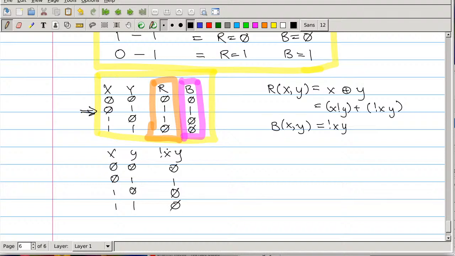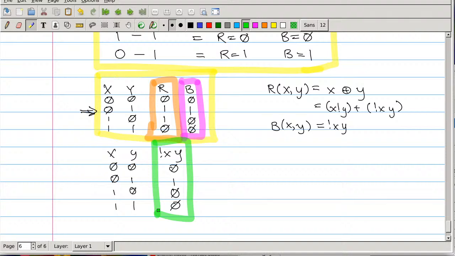So we look at this column. Okay, let me use yet another color to highlight this. You can see how the green box looks exactly the same as the purple box, and that's why we can use not x and y to implement the borrow. All right, so there we go.